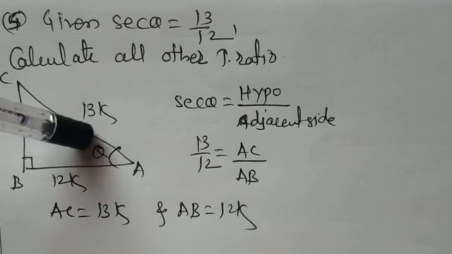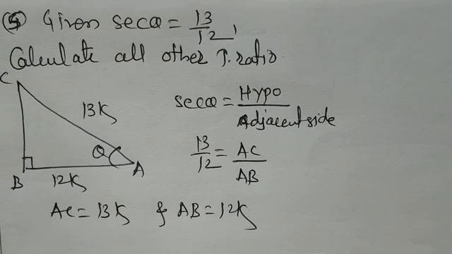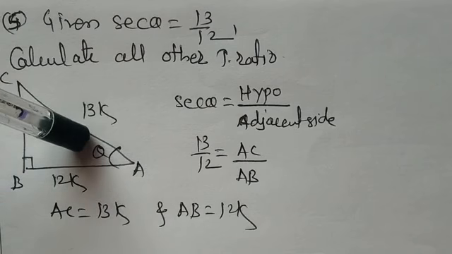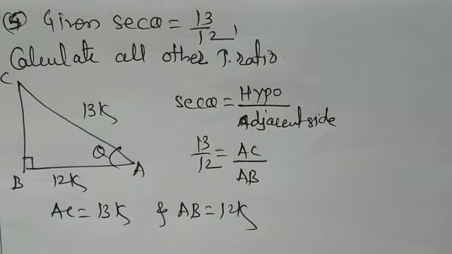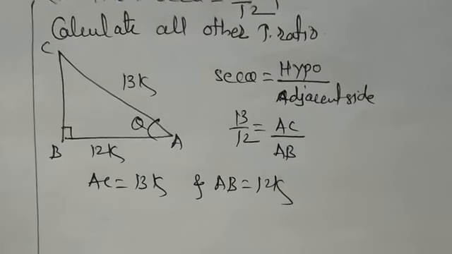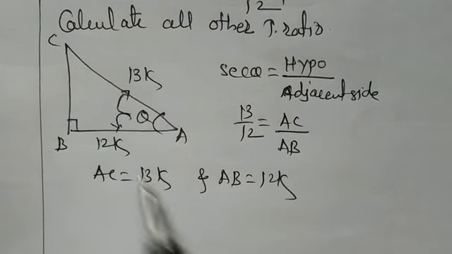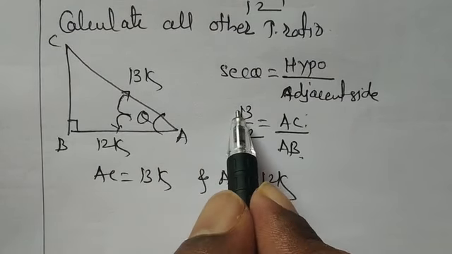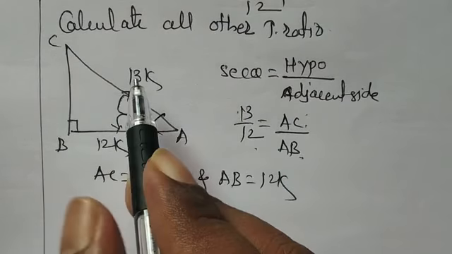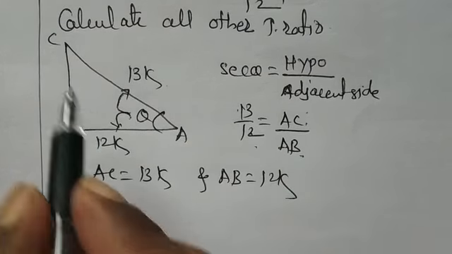Here an angle theta is given, so we can draw the figure: triangle ABC is a right angle triangle at B. Now angle A is called theta. Using sec theta equals hypotenuse upon adjacent side, for this theta, the hypotenuse is AC and the adjacent side is AB. So I can write AC by AB. AC is 13, but this is a ratio, so I will write 13k, and AB is 12k.